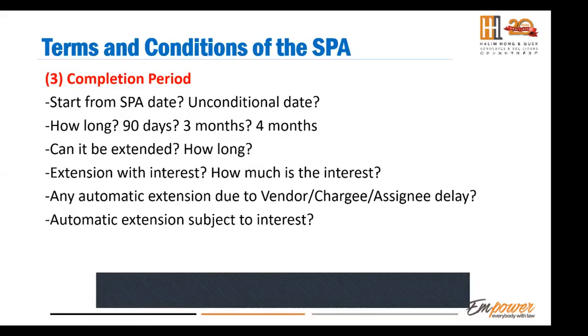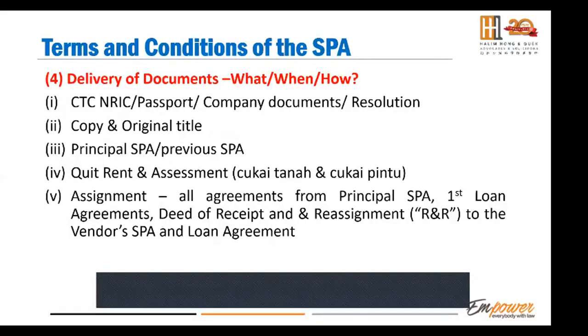So next we will also mention how to deliver the documents: what documents to deliver, when you need to deliver, and how to deliver. Normally the documents we will see is a certified true copy of the NRIC of the vendor or the purchaser. If it's a foreigner, we must ask for a certified true copy of the passport. All those are to verify the identity of the party.